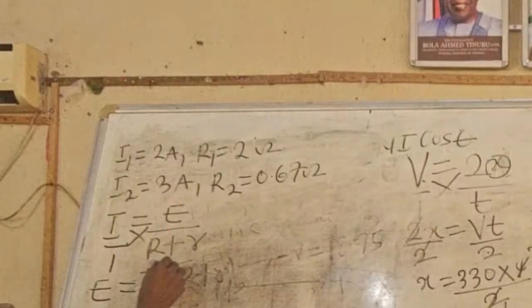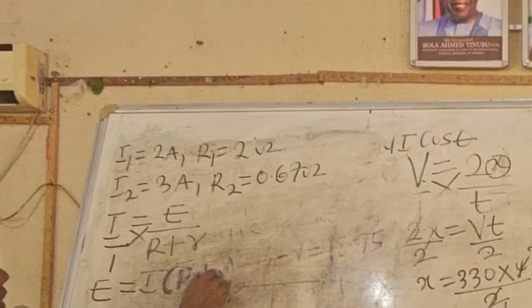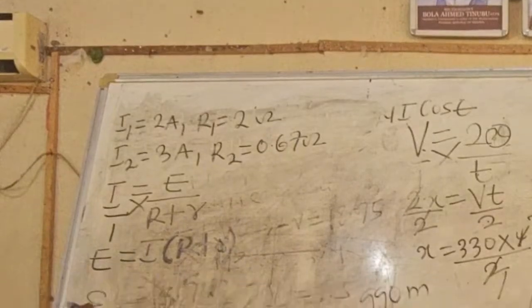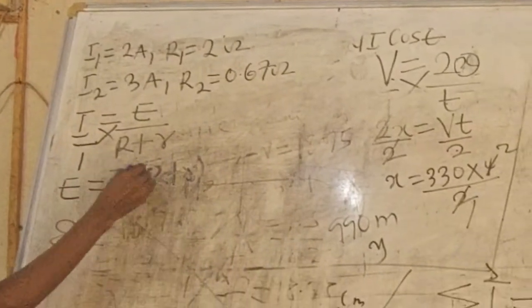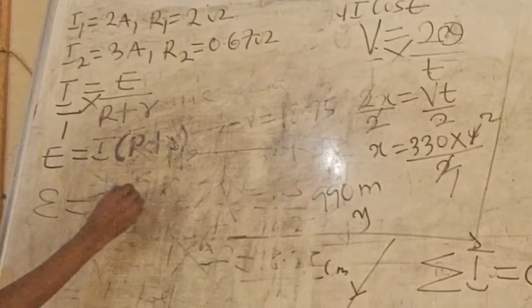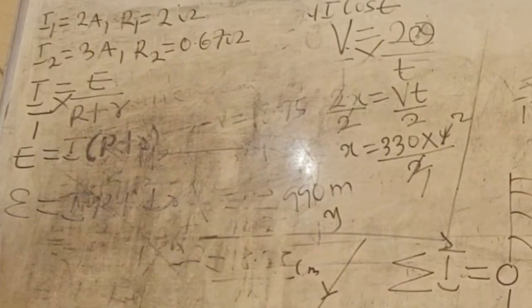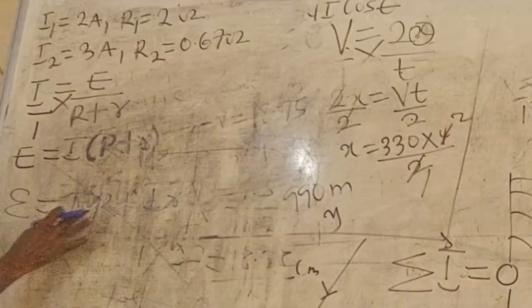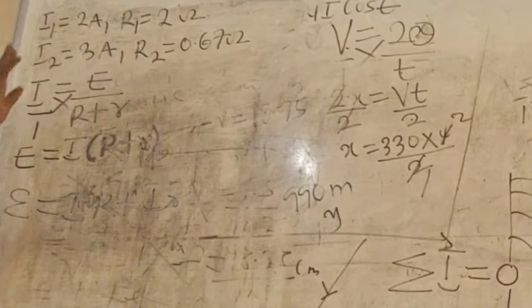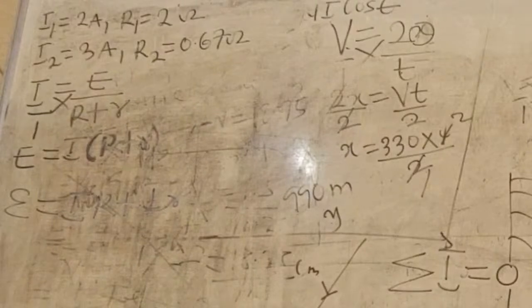So here we have R plus r, so here becomes I times R. Now we have IR plus this times this, that is Ir. And this is the formula we need. Now we have two currents. We just form two simultaneous equations and we equate them. And then we get our answer without any stress.